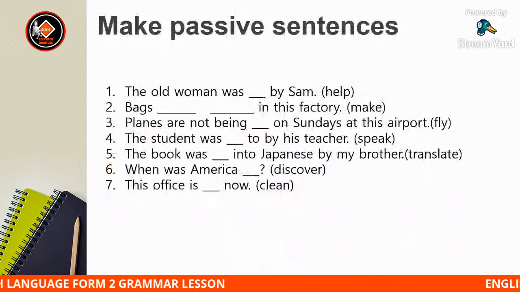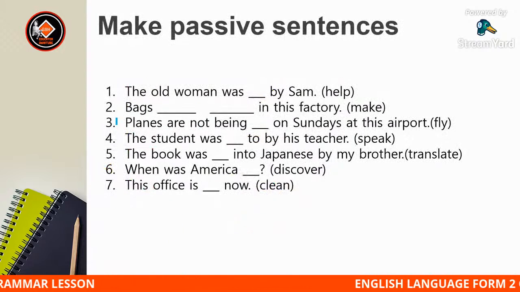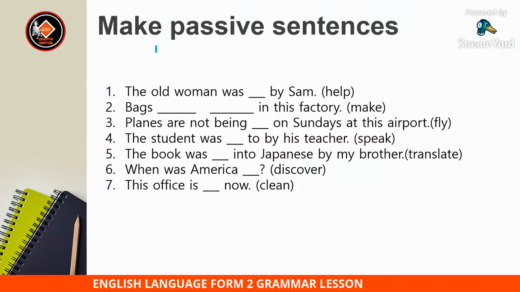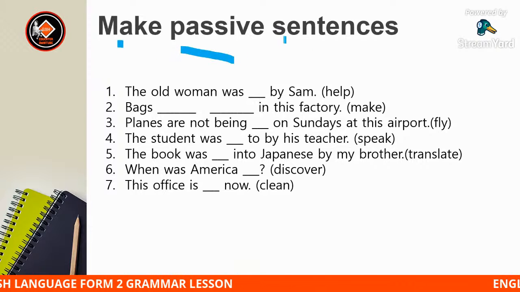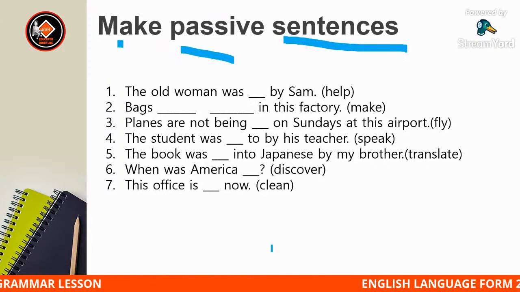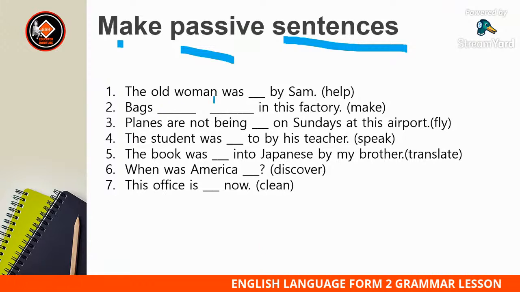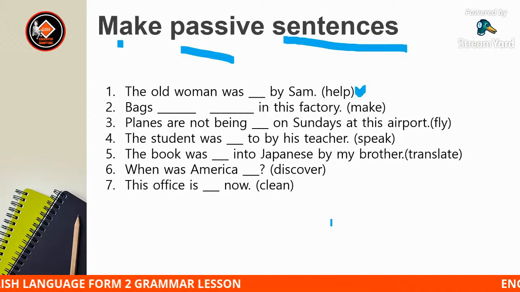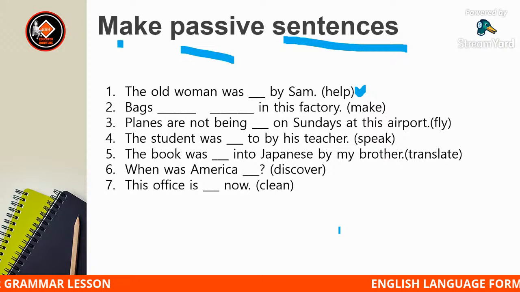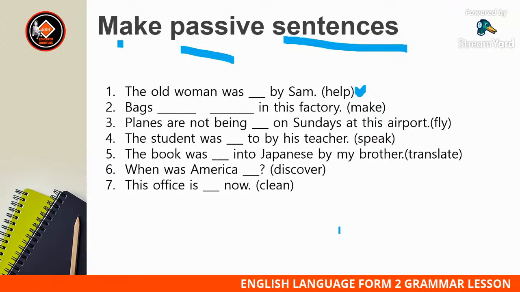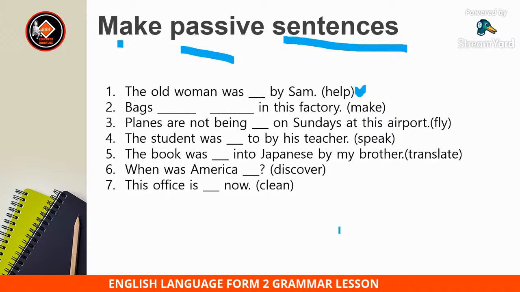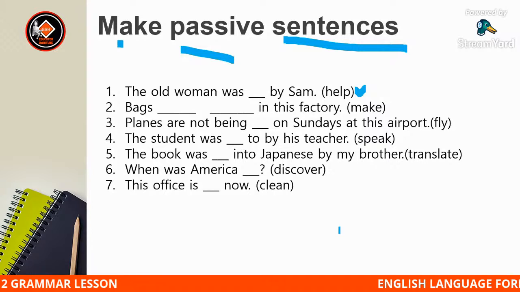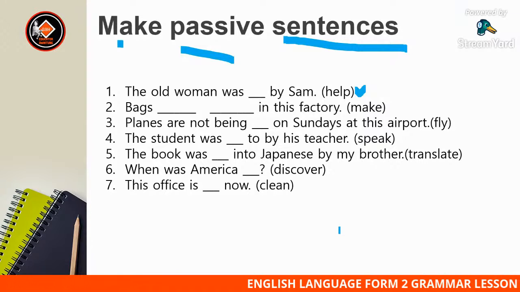Okay, so next, these are the sentences. You have 5. Sorry, 7. 1, 2, 3, 4, 5, 6, 7. So please make passive sentences now. Let's look at number 1. The old woman was blank by Sam. The word is help. Please make the sentence now. Just look at the blank there, then write: the old woman was blank by Sam. So what's the answer?